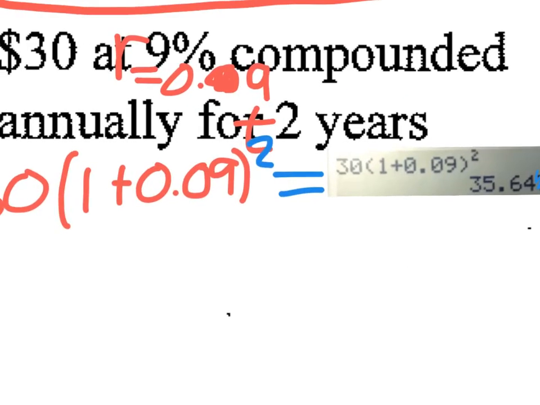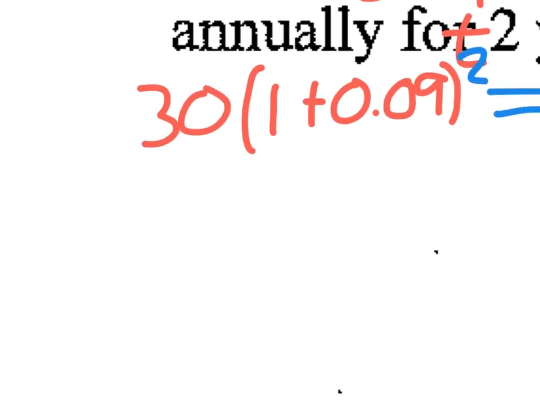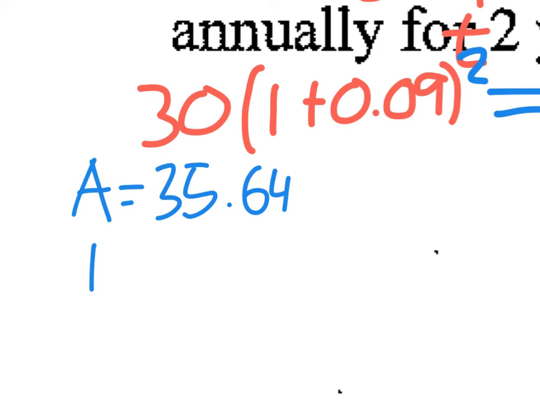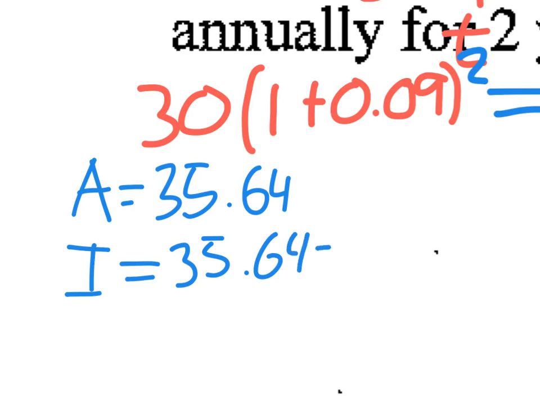So again, here's what it looks like in the calculator. We only need 2 decimal places. There's nothing to round there. So there's our actual amount. So A is going to equal $35.64. And in our interest, we are going to take away that principal amount. Oops, that's supposed to be a plus right there. Or minus, sorry. Minus. And $5.64.